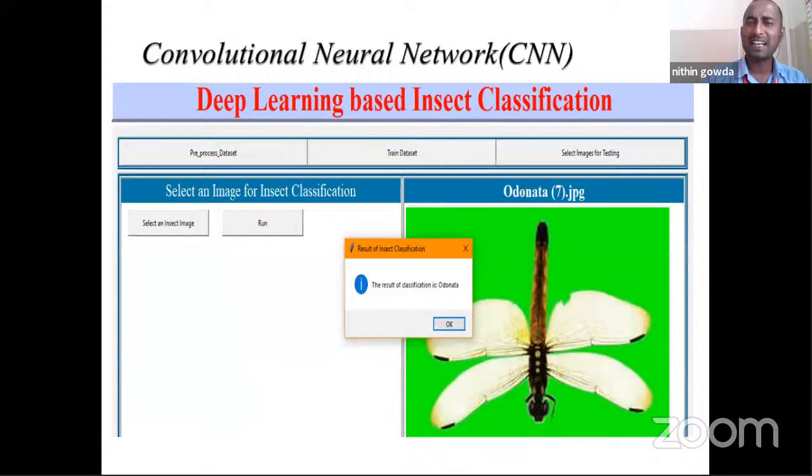Next, I have also developed a simple convolutional neural network model, where the user enters the data set, trains on it, selects and classifies. I have given another example sample by name Odonata. Just observe how it classifies. The classification accuracy of this CNN model is 94%. It's a simple CNN model. I'm not applying any advanced architecture, and the accuracy is around 94%.